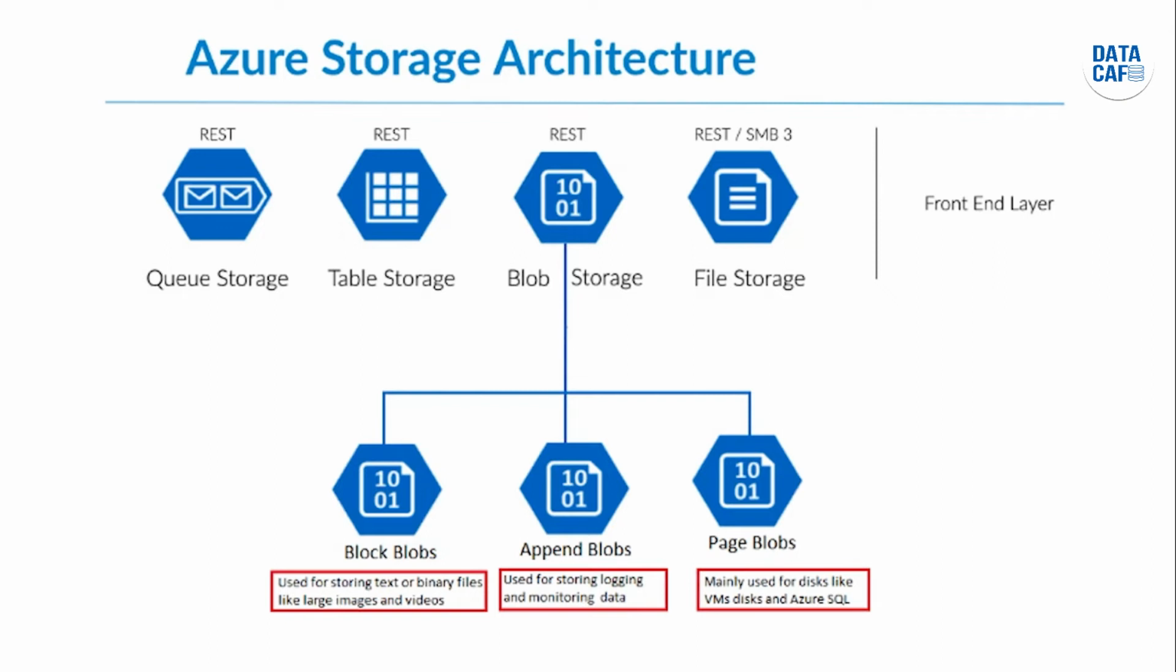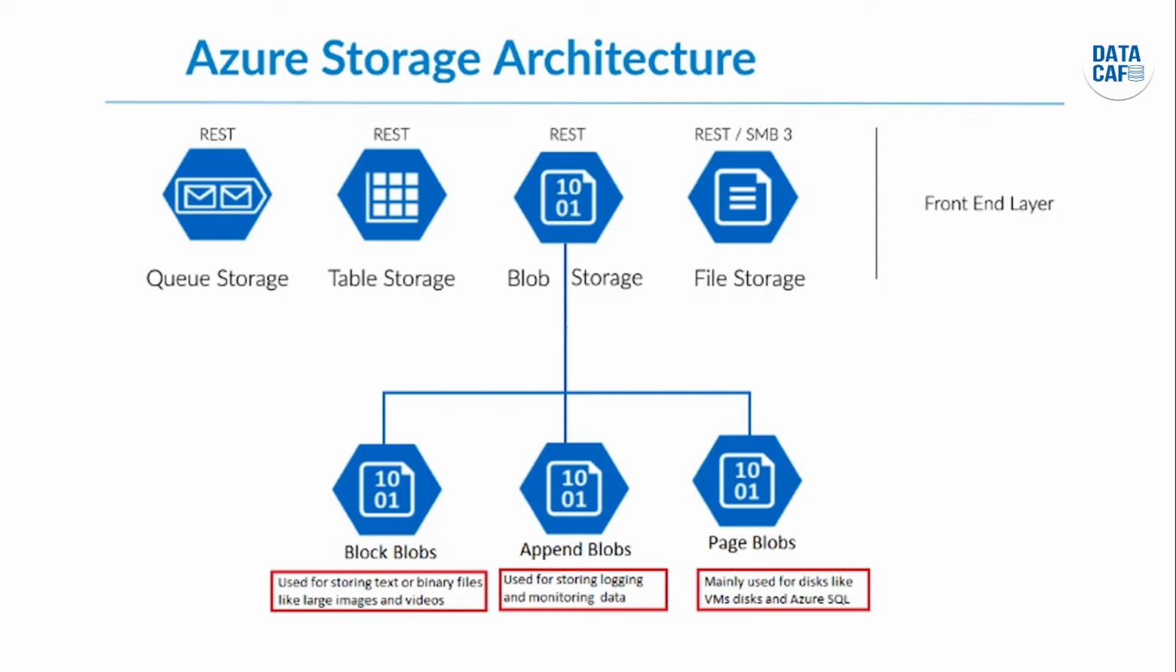Lastly we will discuss file storage. File storage makes it easy to move applications which depend on a regular file share to the cloud. File storage uses the SMB 2.1 and 3.0 protocols and can be accessed by multiple applications simultaneously.